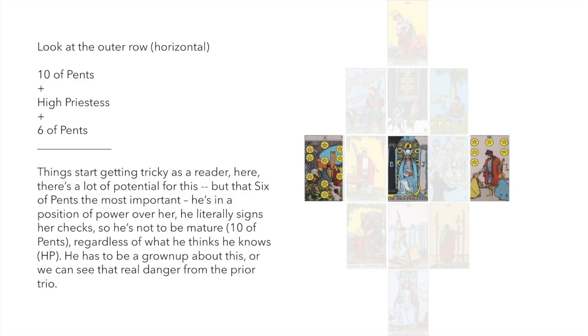And with that Six of Pentacles, all I could see was a reminder that this guy is in a position of power. This boss is in a position of power. He literally signs the paychecks, right? So he has to be aware of that. Whatever he does is going to be read in the context of being powerful. Even if he's a middle manager, you know what I mean? He still exercises authority, and that's important.